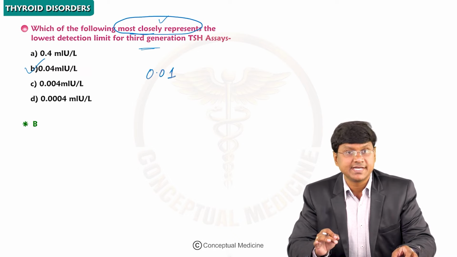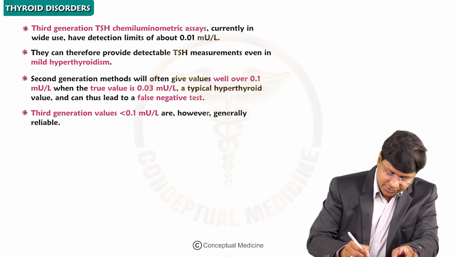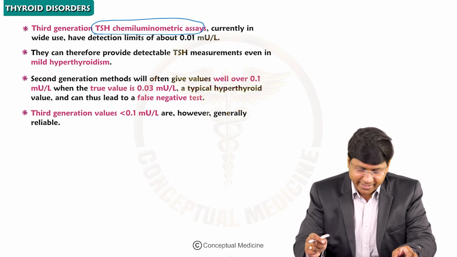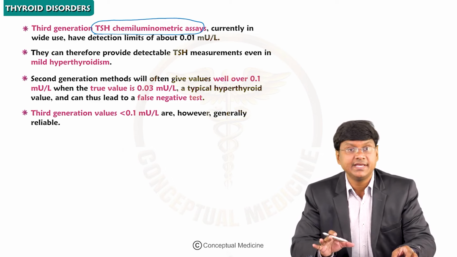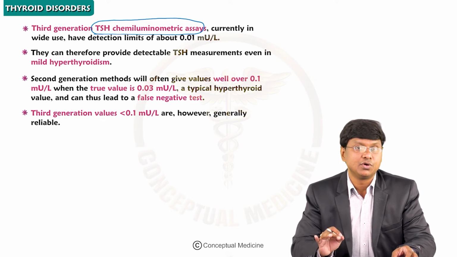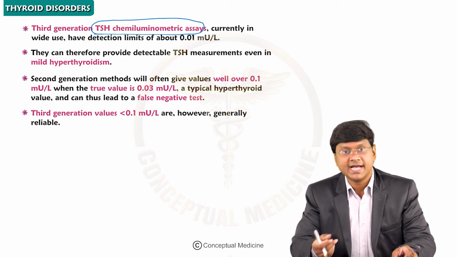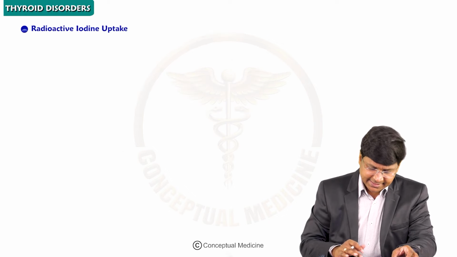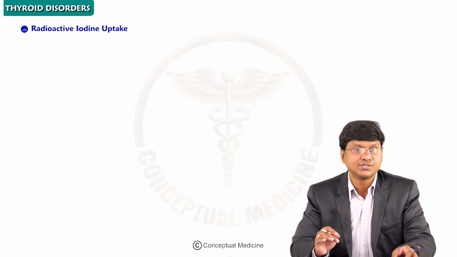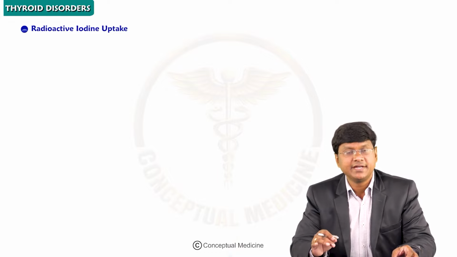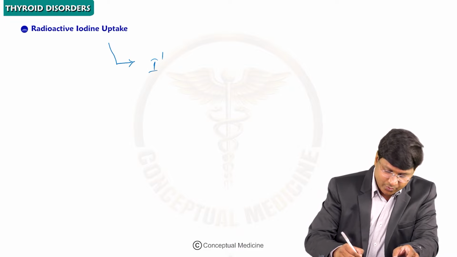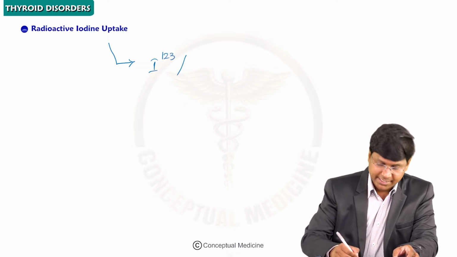This third generation TSH assay, we also call a chemiluminescent assay, or chemiluminometric assay. This is currently in wide use for the detection of TSH and to diagnose hyperthyroidism as well as hypothyroidism. Followed by that, the other important methods for diagnosing thyroid related disorders are radioactive iodine uptake studies. The radioactive iodine we use is iodine 123 or iodine 131.